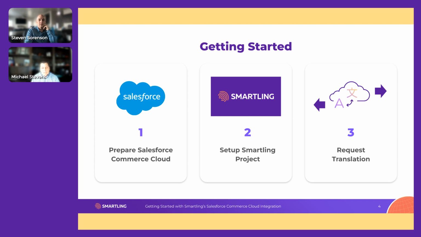So when we think about Commerce Cloud being able to integrate directly with Smartling, we've really broken it down and made it as simple as possible to directly integrate with Salesforce. It's really a three-step process. Prepare Salesforce Commerce Cloud for that integration and that localization. Then set up the Smartling project to connect to Salesforce and make all of that content available. And then the last bit, make it as simple as possible to request that content to be translated and have that direct integration back for all of that content to flow seamlessly and smoothly throughout the process.